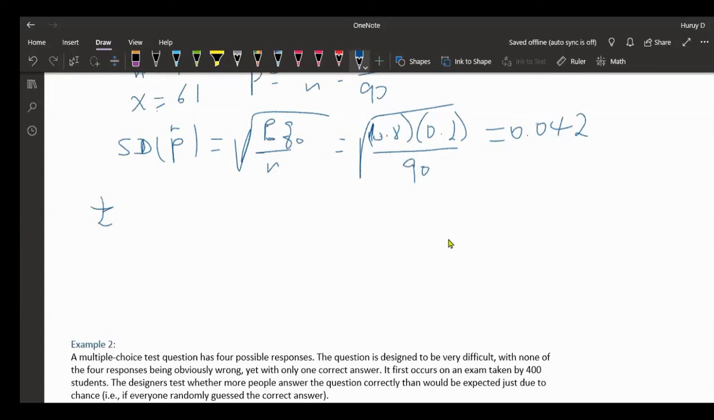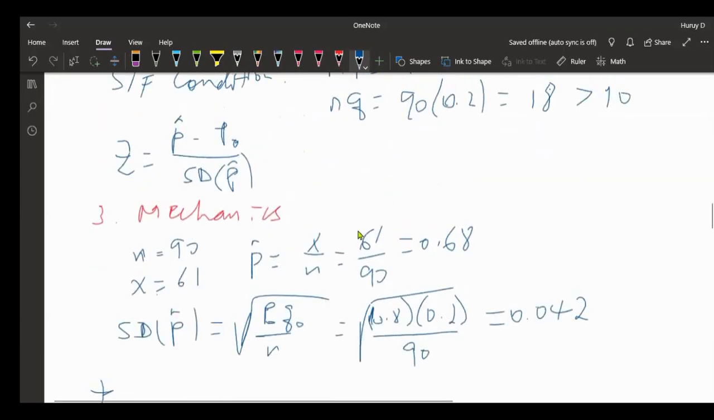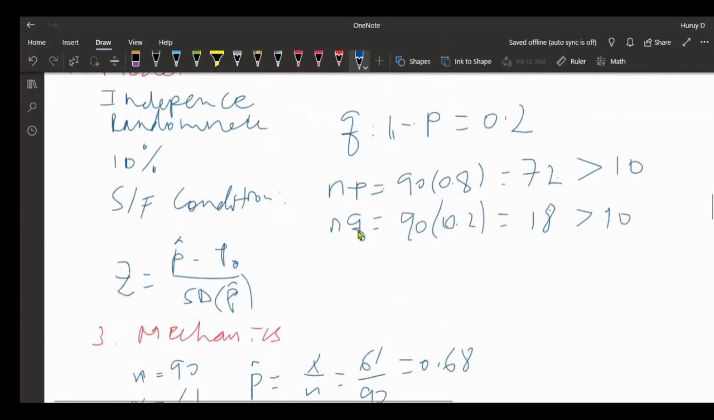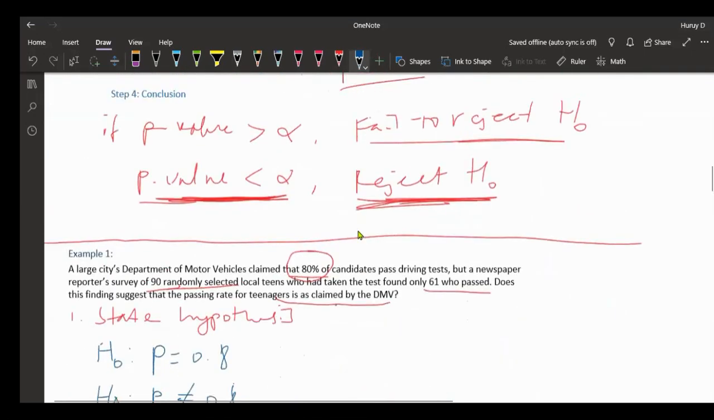If we're finding the standard deviation of p hat, why do we use p naught and q naught? That's a good question. Why do we use p naught, and not p hat and q hat? So I was trying to mention this somewhere in here.